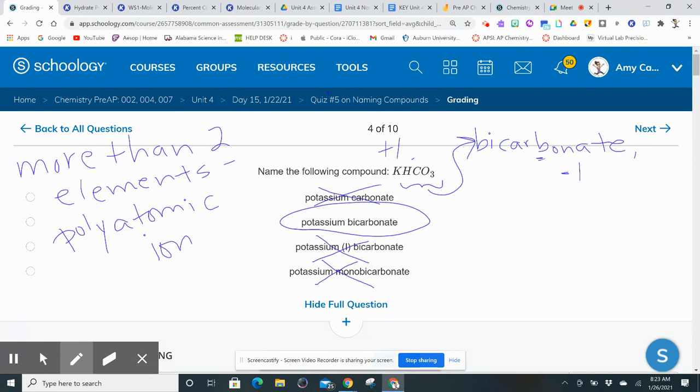There is a Quizlet for these polyatomic ions, and I put it in the study guide for this quiz. Or if you just join the class, I think I sent a link for that. You can find it. All right, any questions on this one?